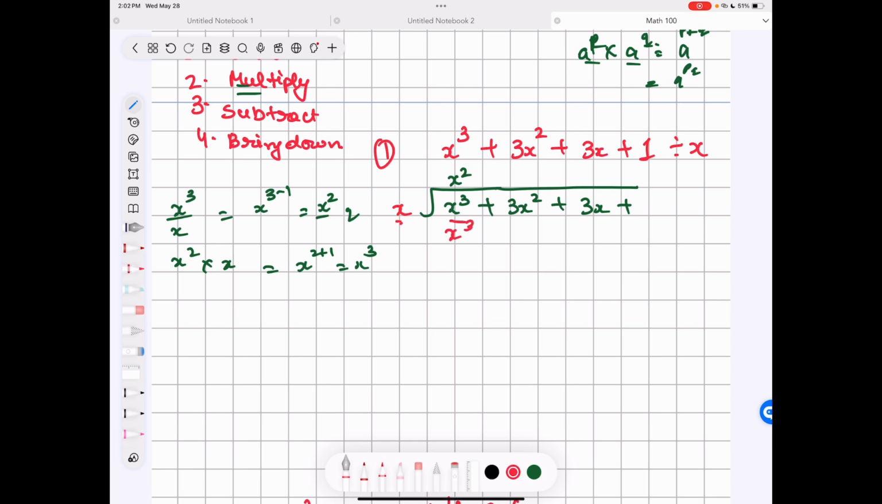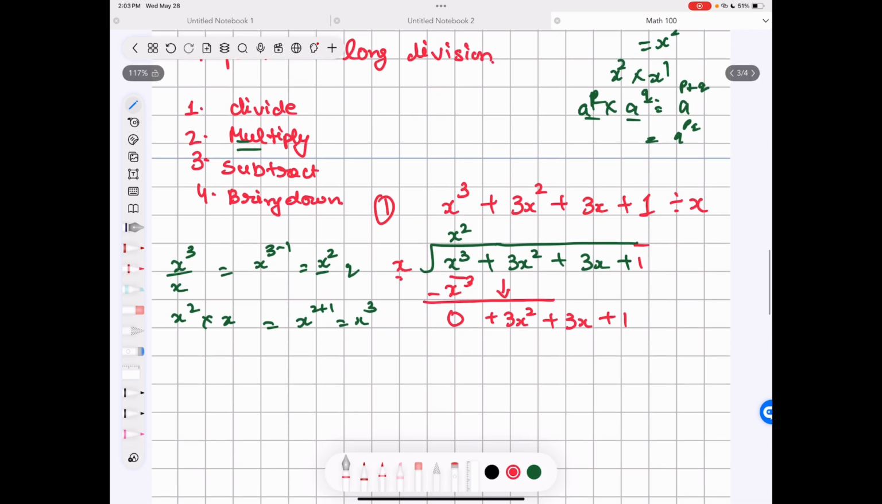And now our next step is subtract. We are gonna subtract it, and then we get 0 here. And then our next step is to bring down. So we are gonna bring down this equation here. Plus 3x squared plus 3x plus, I forgot to write 1 here, plus 1. Now we're gonna repeat the same steps.